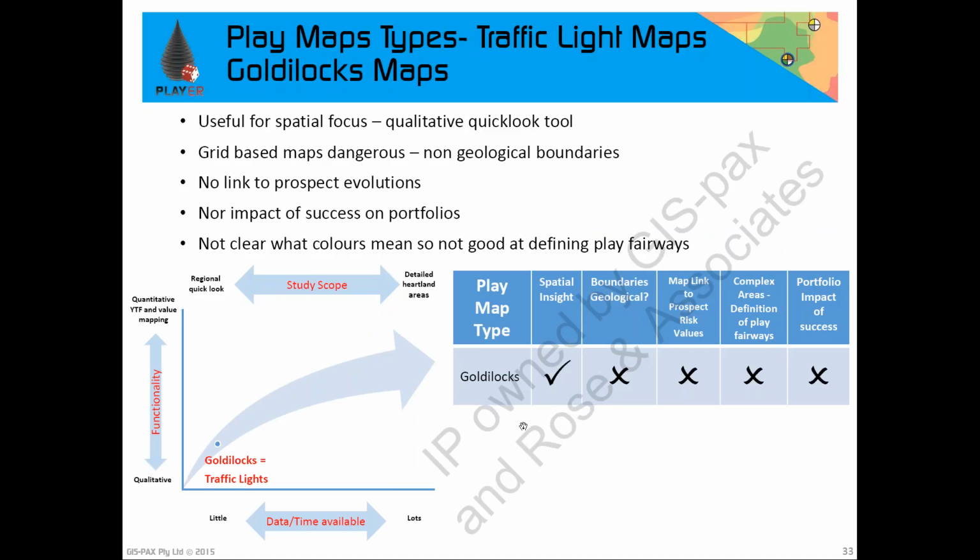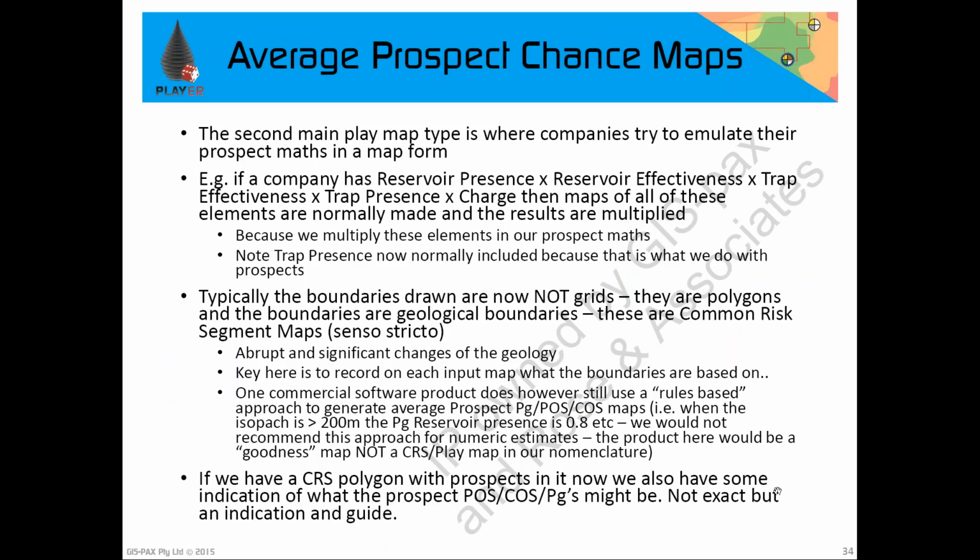So in a summary sense, traffic lights or Goldilocks maps, if you don't have much time or much data and you don't want quantitative estimates, there's nothing wrong with traffic light maps. They will give you spatial focus, but they'll give you very little else. The second most common map that I see is people who put numbers into those polygons instead of colors.